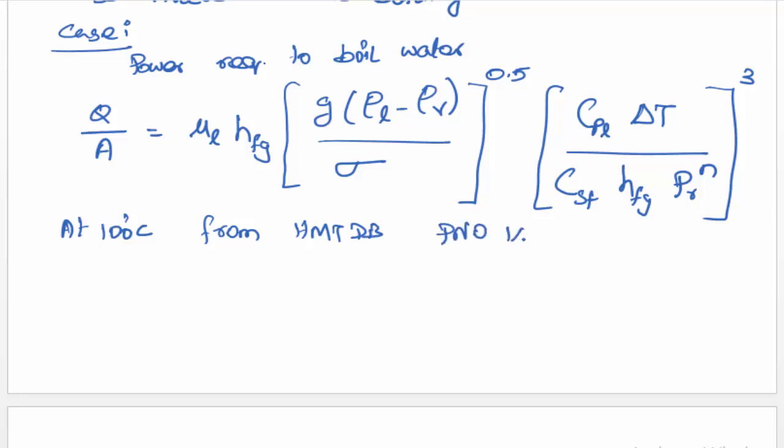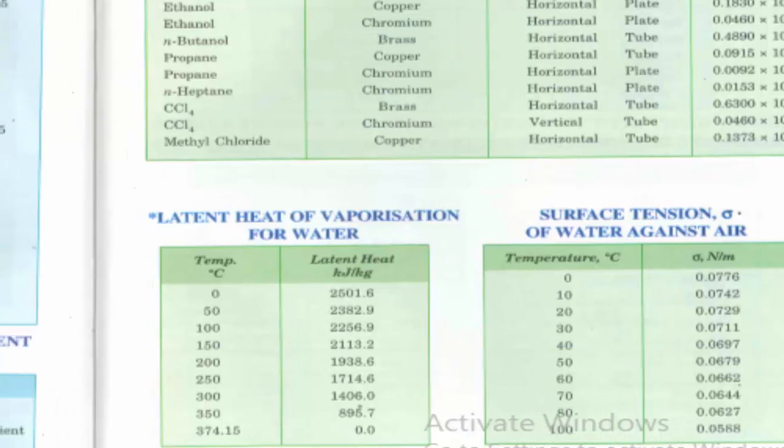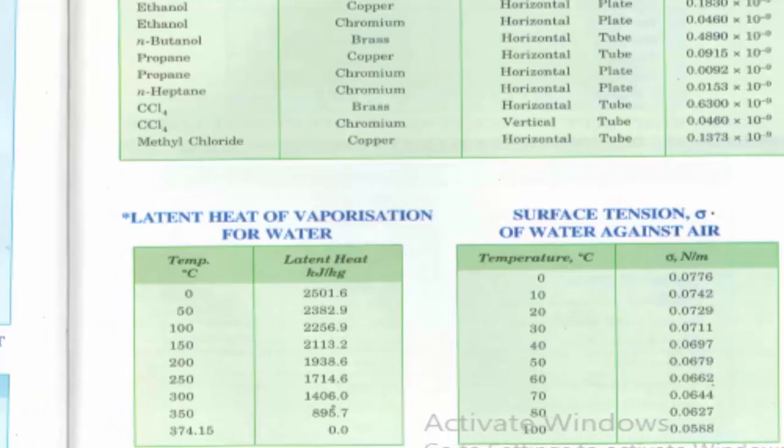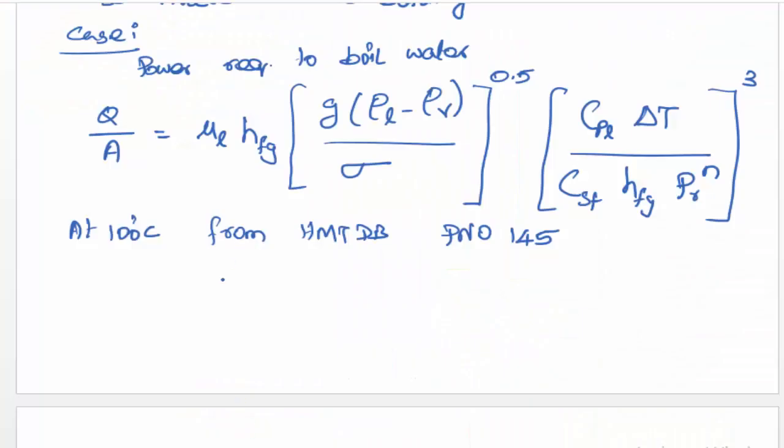page number 145. So go to the HMT data book, page number 145. Here in page number 145, the sigma value, surface tension value has to be taken. So this is your sigma value, surface tension value. From this table, the surface tension value has to be taken at 100 degrees Celsius. Here at 100 degrees Celsius, the surface tension value is 0.0588. Okay. So just write down this value, sigma equal to 0.0588 Newton per meter.